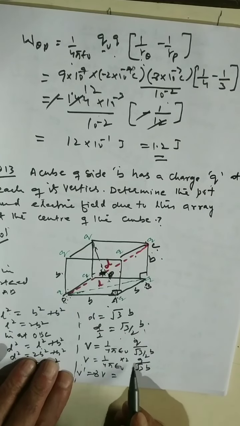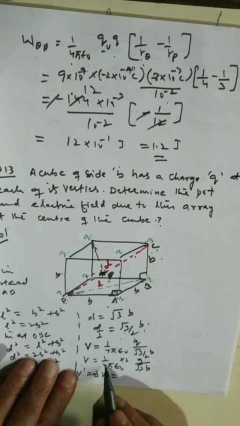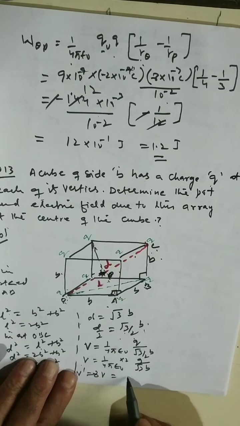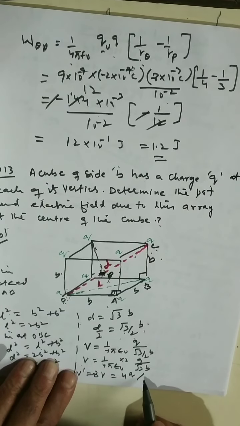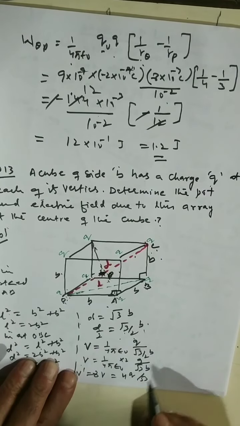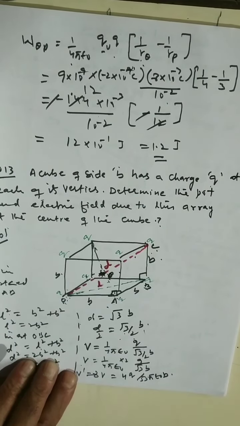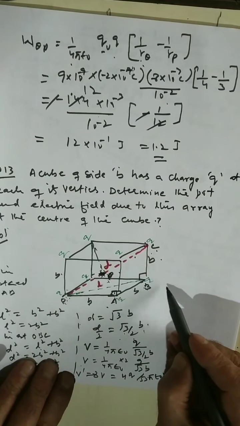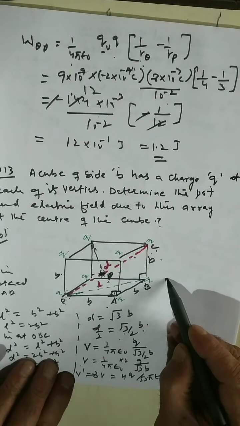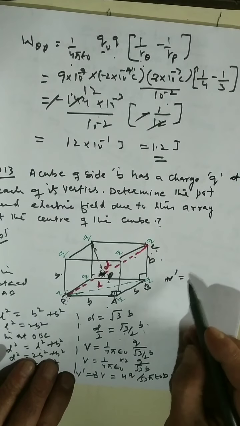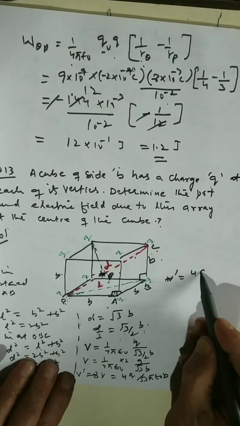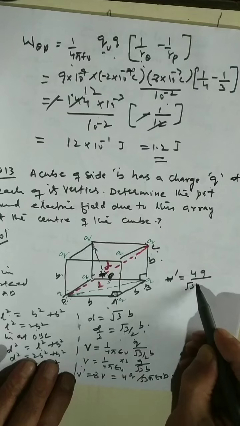So we multiply this by 8, and after multiplying we will get 4, 2 for the 4Q by root 3 pi epsilon 0 b. So I will write it here also. So the total potential V dash at the center will be equal to 4Q by root 3 pi epsilon 0.